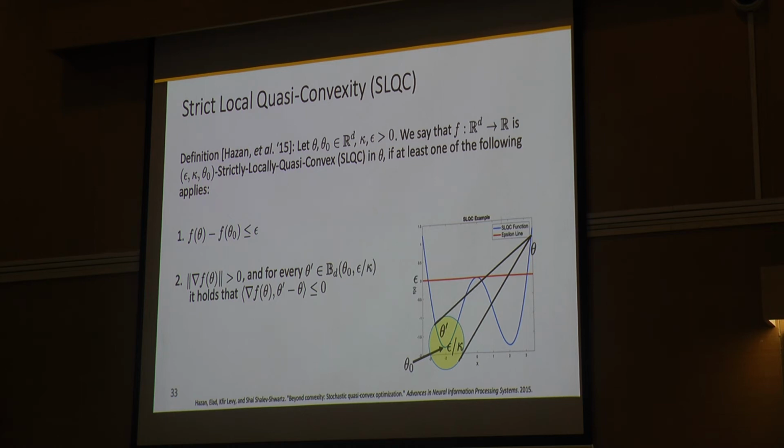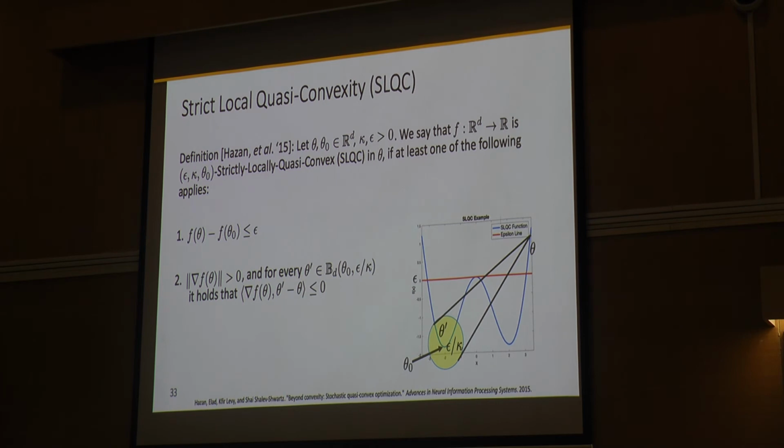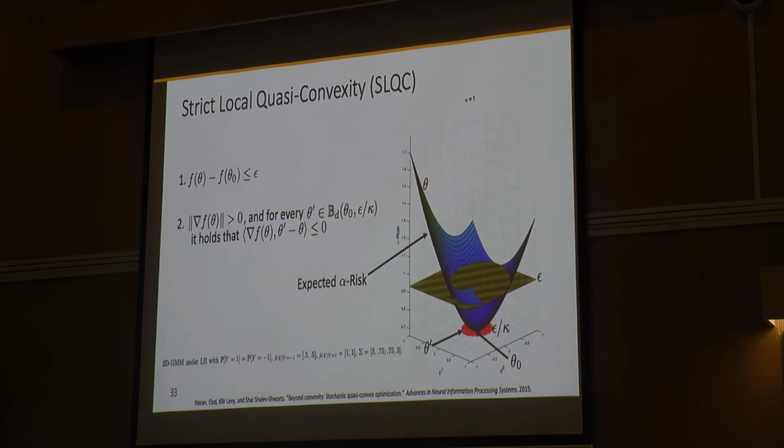So this kind of local quasi-convexity allows you to clarify how many iterations you need on some kind of gradient descent algorithms to get to theta naught. For our problem, f is going to be the expected alpha risk. This is plotted for some real distributions. It's a two-dimensional Gaussian mixture model with all these parameters. This is for alpha equals 1, and this is how my optimization landscape looks. Here's my local minima, which is actually the global minimum in this case, and this is our epsilon. So we pick that epsilon, and that's our plane for the epsilon.